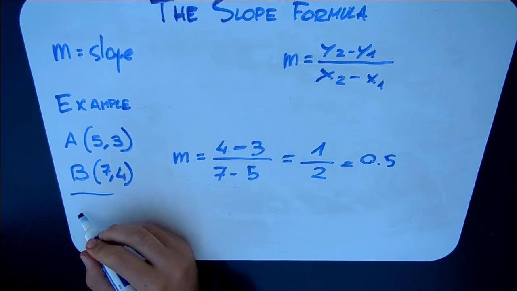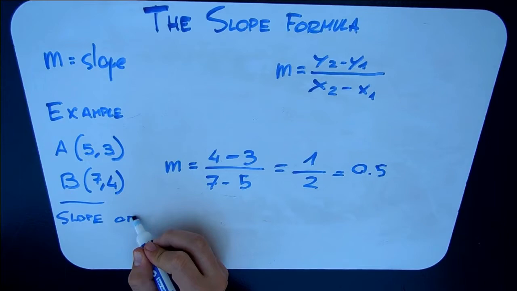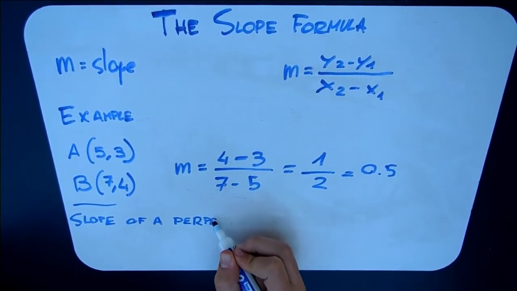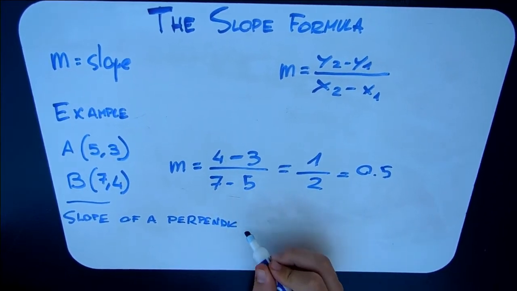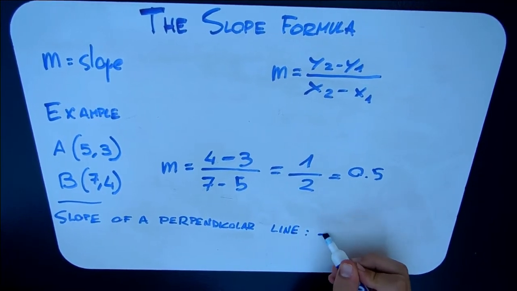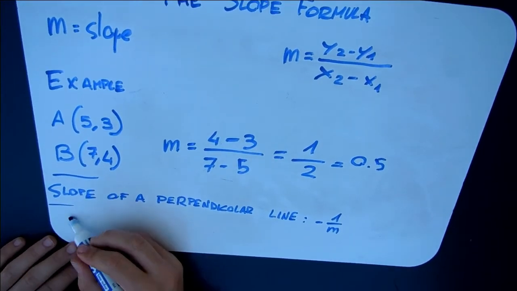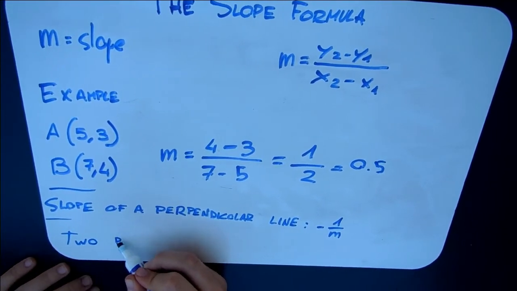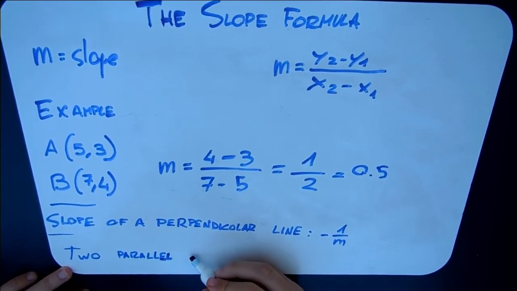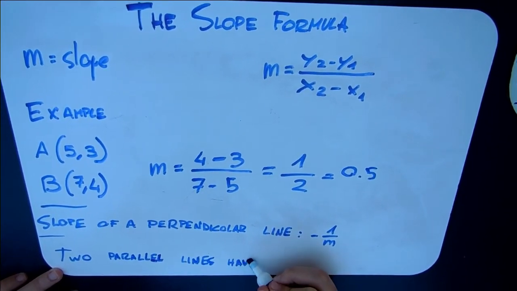Then rules, I guess. The slope of a perpendicular line is -1 divided by slope, so -1 divided by m. And if 2 lines are parallel, they have the same slope. And consequently, if 2 lines have the same slope, they are parallel. And that is about it, pretty much.